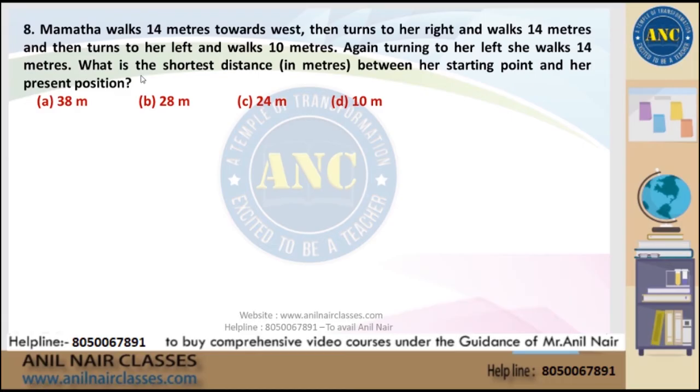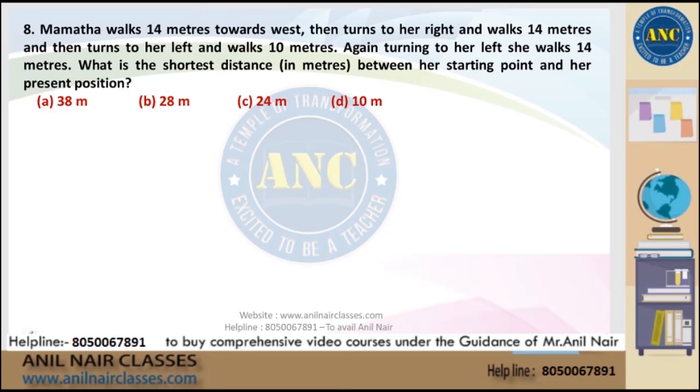Mamata walks 14 meters towards west, then turns to her right and walks 14 meters, then turns to her left and walks 10 meters. Again, turning to her left, she walks 14 meters. What is the shortest distance in meters between her starting point and her present position?